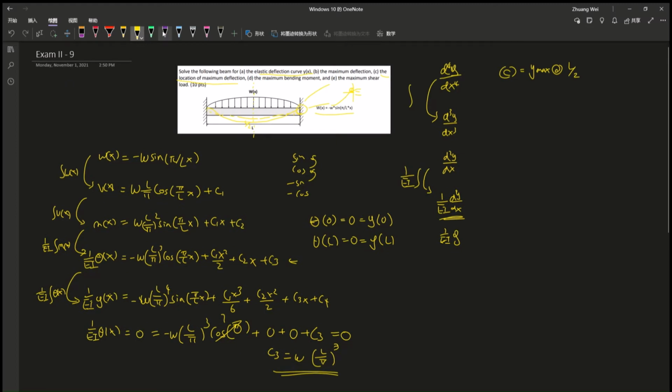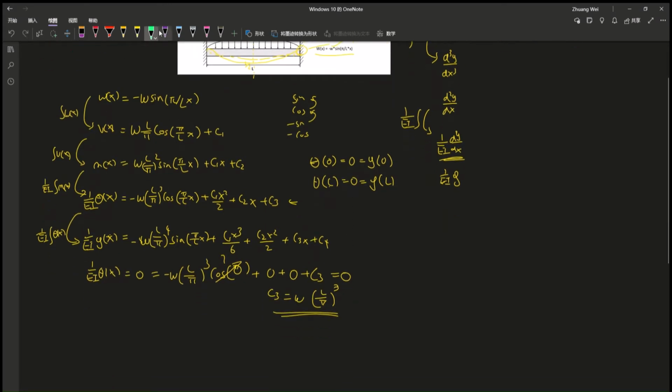And let's write this in a different color up here for clarity, right? C3 equals this, W L over pi to the power of 3. Okay, perfect. Now, let's move on. Oh yeah, so we plugged in one condition. Let's plug into the other one. So this is this boundary condition, right? Now let's plug in this boundary condition.